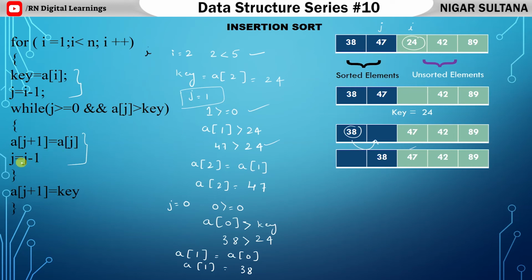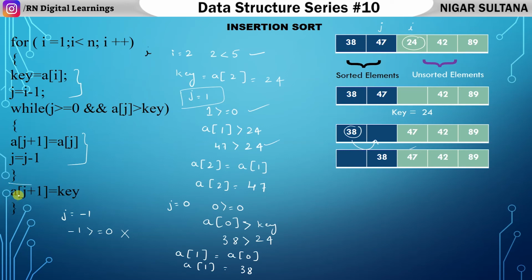Next, I must decrement the value of J. When I decrement the value of J, J will be minus 1. Check the condition. Is minus 1 greater than or equal to 0? It becomes false. When this becomes false, come out of the while loop.